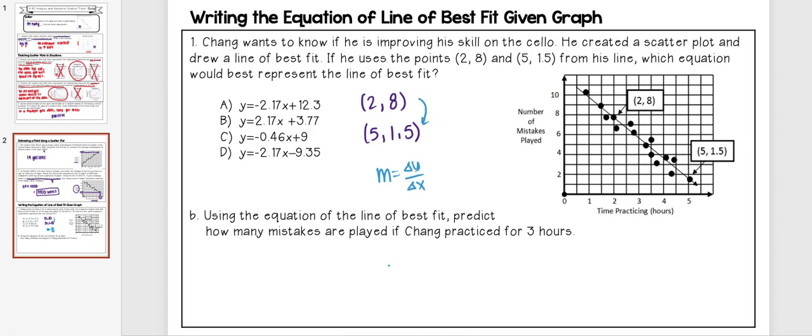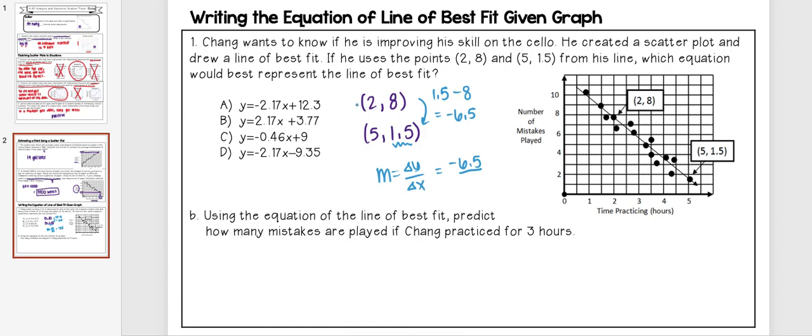First I'm going to see, okay, how do I get from 8 to 1.5? Well, that's kind of hard to tell. So you can always take that second number and subtract the top number. When I do 1.5 minus 8, I get negative 6.5. So that's going to be my top.